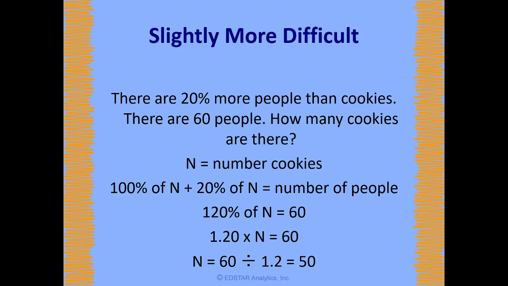And then when the problems are complicated like this, it's a really good idea to think about whether it makes sense. So if we had 50 cookies and 60 people, we do have more people than cookies. And that is reassuring because we could tell from the question, we've got more people than cookies.